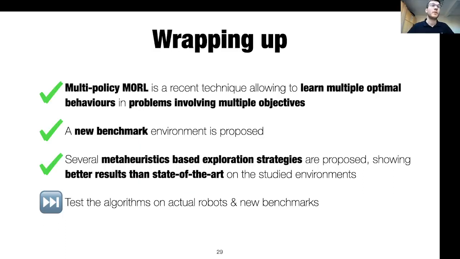To wrap up, I presented multi-policy, multi-objective reinforcement learning. It's a technique which allows us to learn multiple optimal behaviors for our agent when we have multiple objectives to deal with. We present a new environment, the mirror deep sea treasure, and we see that our meta-heuristics-based exploration strategies are showing better results than the current state-of-the-art on the studied environments. Finally, our next steps will be to test these algorithms on actual robots and new benchmarks to see how they behave.